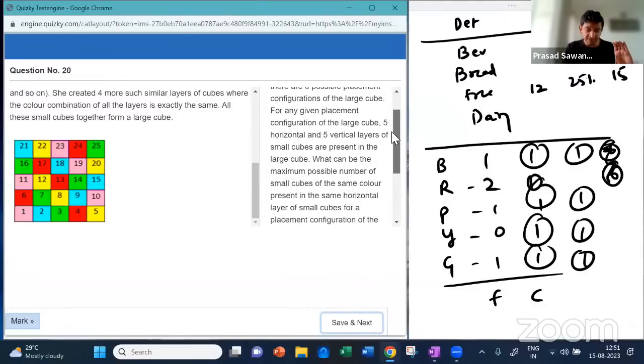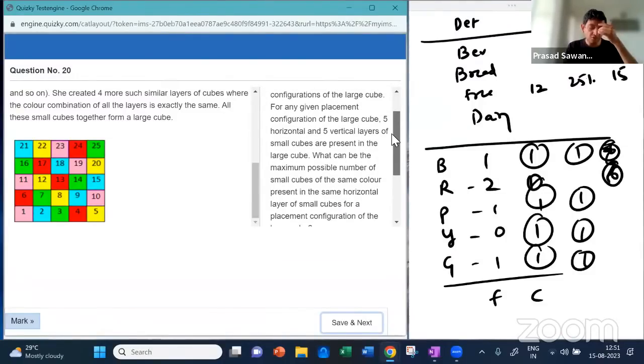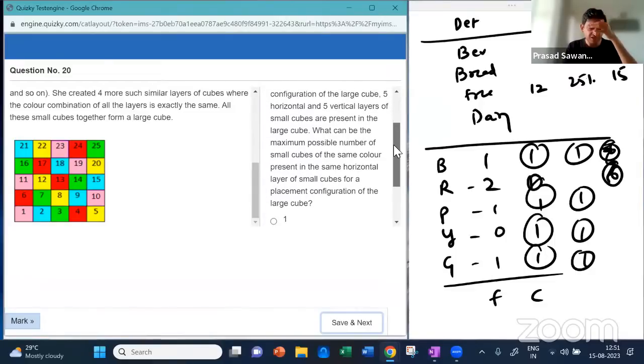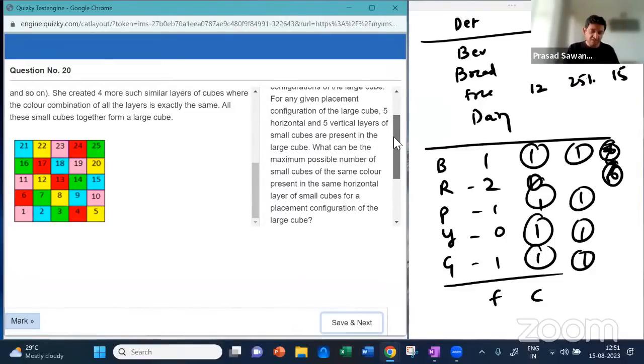So if I put it on one face, the cubes should be in the same horizontal layer. So if there are 2 colors in one edge or 2 rows of the same color, then I will have 5 and 5, right? Same horizontal layer of small cubes for a placement configuration of the large. Okay, let's see. I can make some assumptions here.